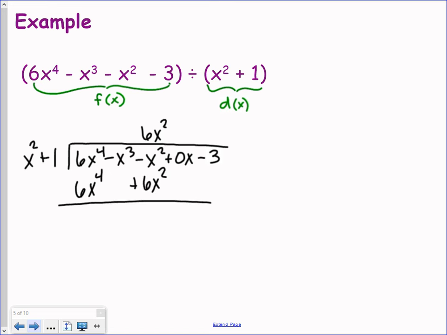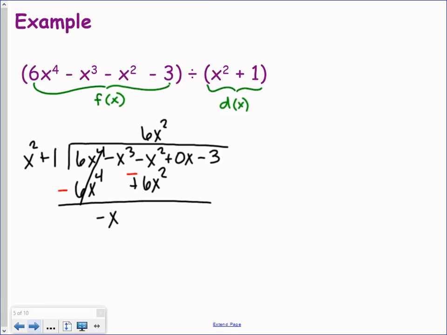Now, remember in division, you're always subtracting that. And when we have something that looks like polynomials, you're subtracting all of that. So change the signs of all the terms. This will really be minus 6x to the fourth and minus 6x squared. Do my addition or subtraction, I suppose you could call it, there. 6x to the fourth minus 6x to the fourth cancels.